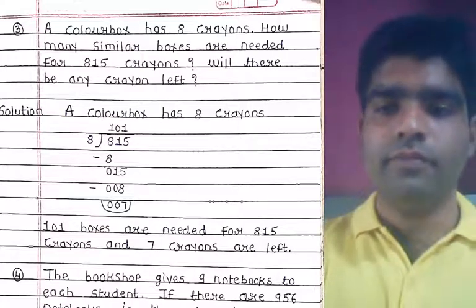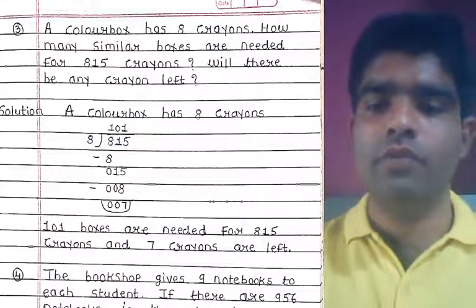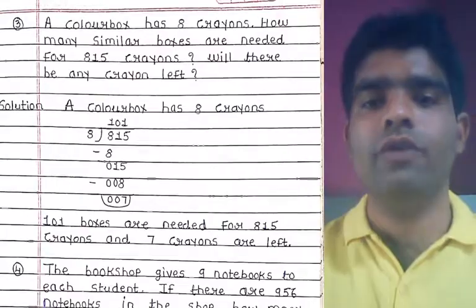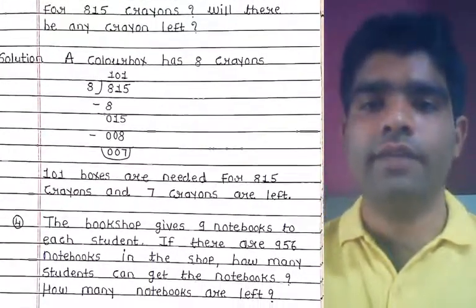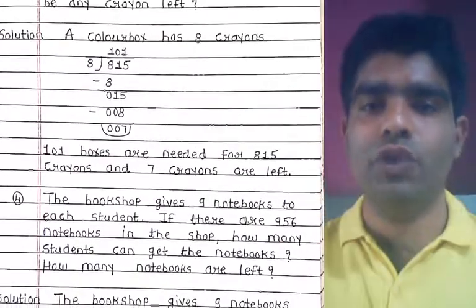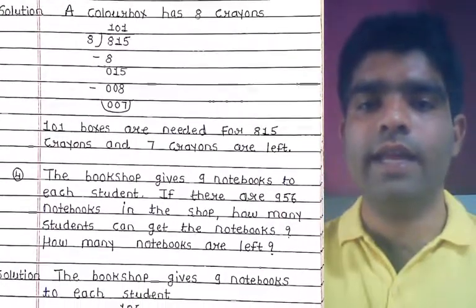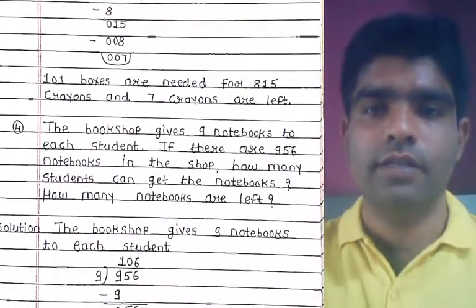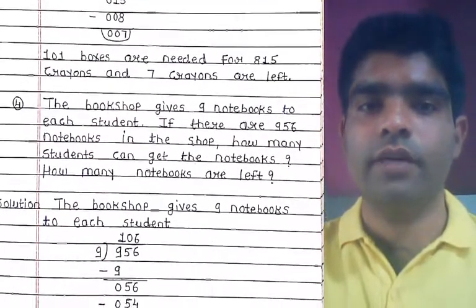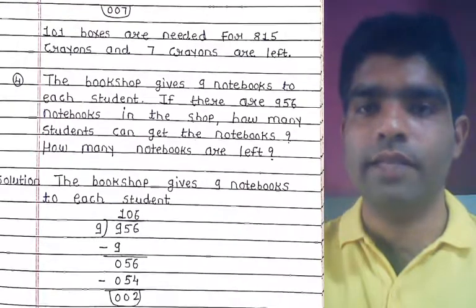Now next one example, you have to start from the next example. The bookshop gives 9 notebooks to each student. If there are 956 notebooks in the shop, how many students can get the notebook? How many notebooks are left? See, listen here. First of all, write down the given condition. The solution of the example is what?